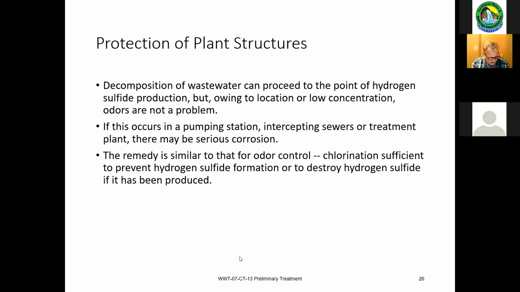Are you dealing with a lot of odor concerns or H2S concerns in your collection systems which wind up reaching the plant?